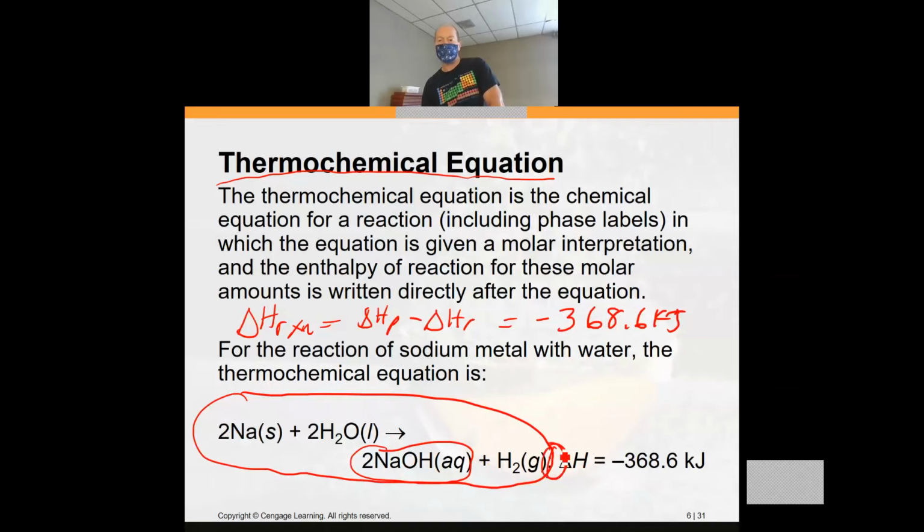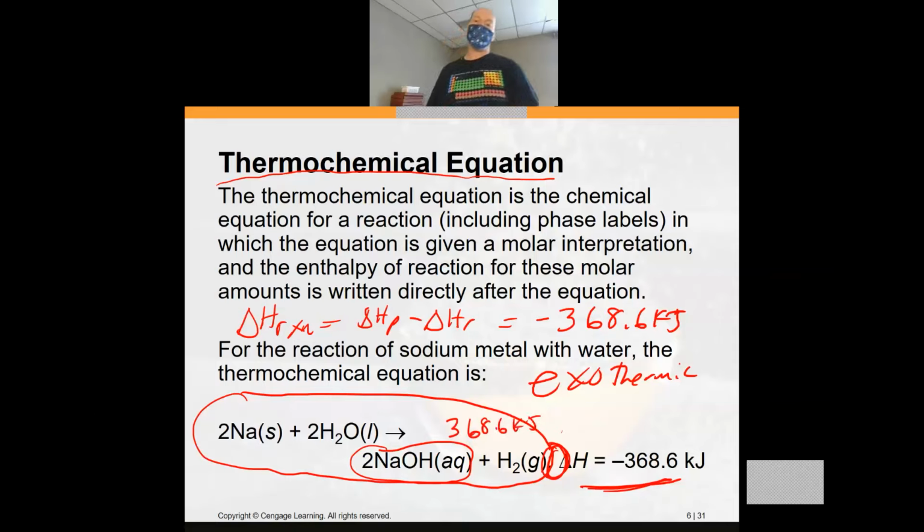Now, the thermochemical equation means you write the balanced equation, and then you write a semicolon. You can't see it now that I've got red all over it. And then you write the delta H value. And so now you know that this is exothermic. Another way you could do it, but would not be proper, is to say that this is releasing 368.6 kilojoules. That means that heat is a product. So the products would be 368.6 kilojoules plus 2 NaOH plus H2 gas. If you had endothermic, then your heat would be on the reactant side.